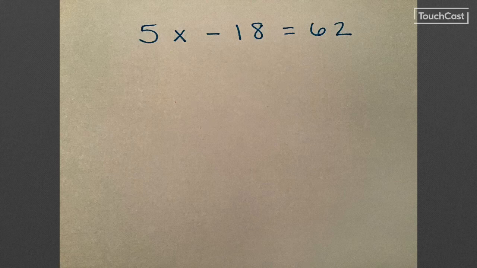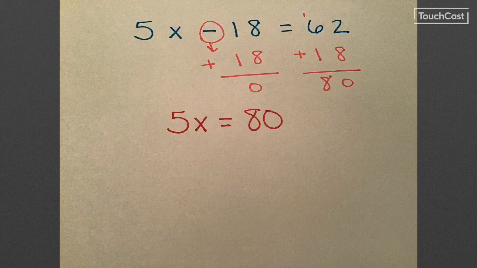So again, we need to isolate the variable, starting by removing our constant. So I need to look at the minus 18 part and do the inverse to get 5x on one side and a constant on the other. Now, negative 18 plus 18 equals 0, and 62 plus 18 equals 80. So my new equation says 5x equals 80.